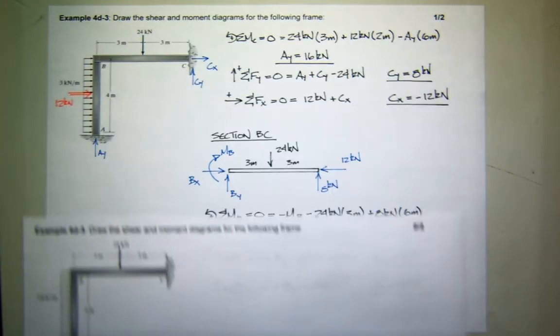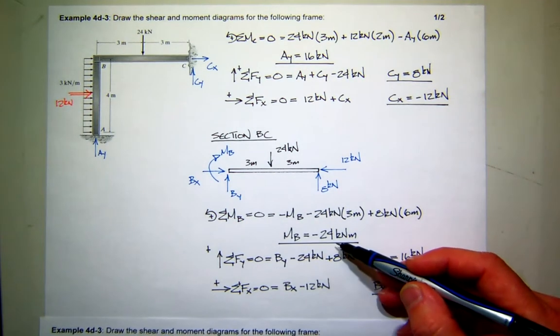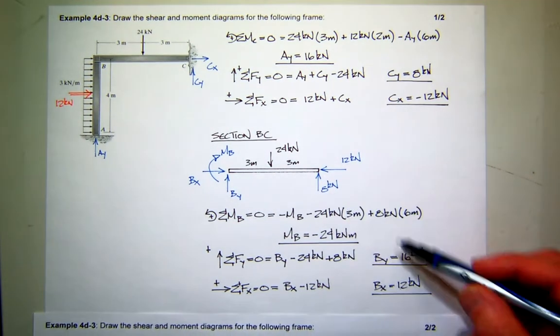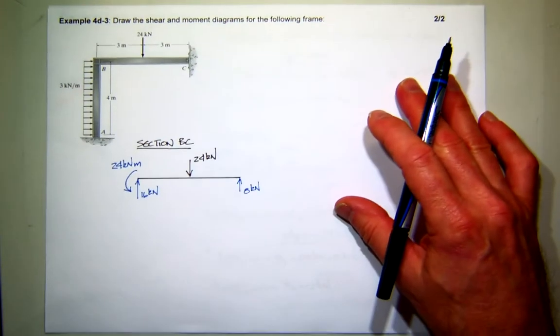So let's just review again. I assumed the moment was in this direction. I got a negative sign, so it's opposite. By, I assumed was 16. It was positive, so that's the right direction. So that should be the loading on BC.